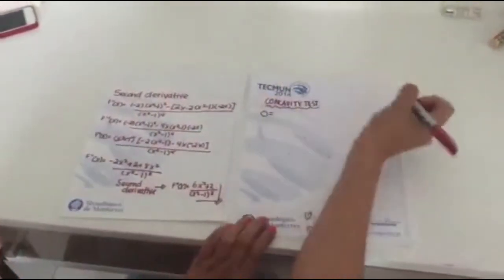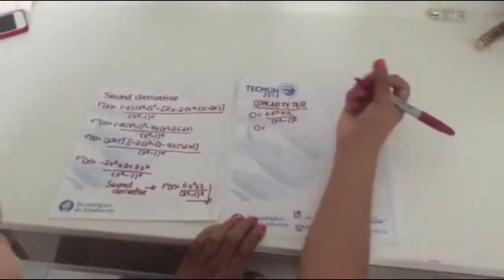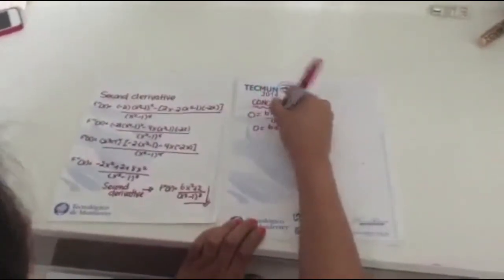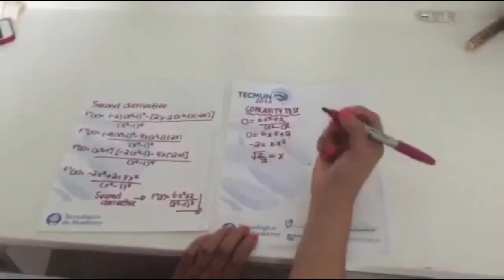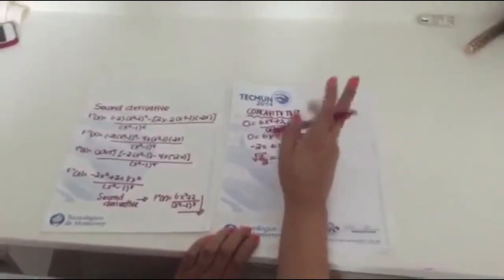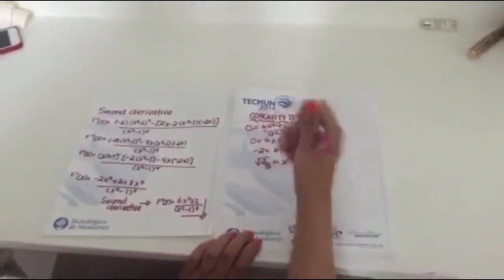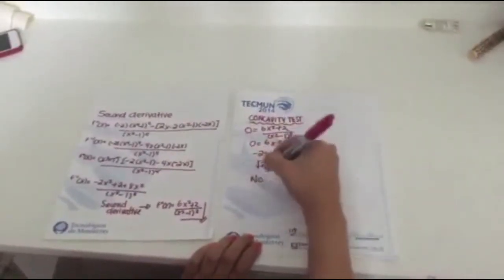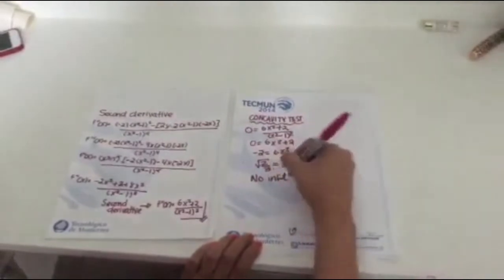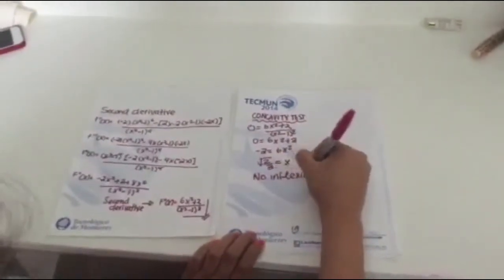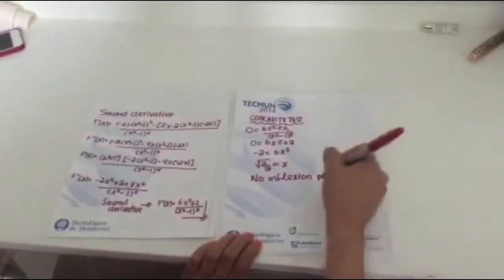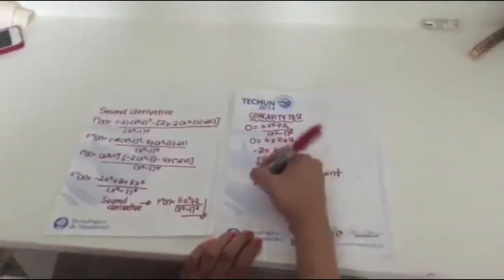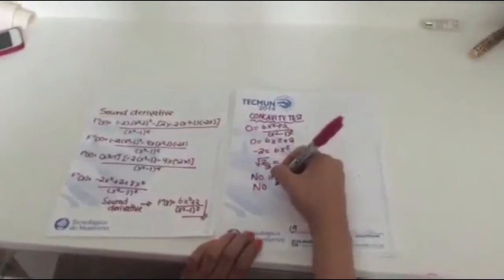We take the result we got from the second derivative and set it equal to 0 to get the concavity test. Now, to know the inflection point, we're going to leave x alone. Since this is an imaginary number, there is no inflection point. And since there is no inflection point, there's no concavity test.